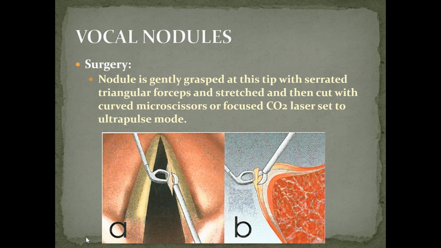You can use the cold instruments like in this picture, or you can go directly for laser surgery, that is the CO2 laser. In cold instruments, we need to hold this nodule with the grasping forceps, then cut the base of these nodules at the free border of the vocal cords without damaging the underlying lamina propria, vocal ligament, or thyroarytenoid muscle. So we need to precisely excise these nodules. If you damage this underlying structure, again the patient will get a rough voice or hoarseness of the voice.